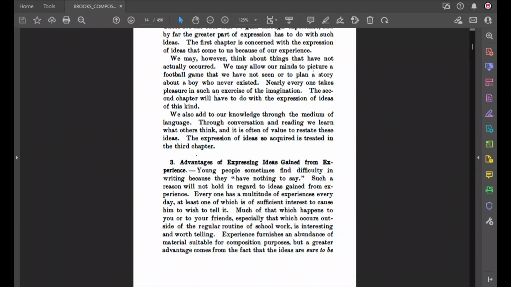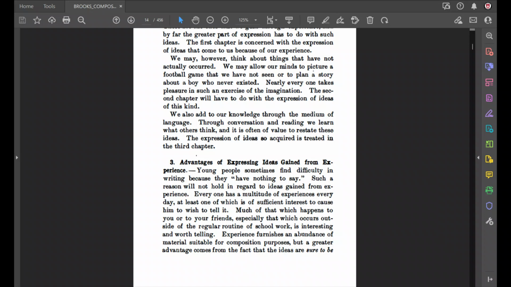In this third lesson, the topic is advantages of expressing ideas gained from experience. I'm going to erase this. The topic of lesson 3 is the advantages of expressing ideas gained from experience.